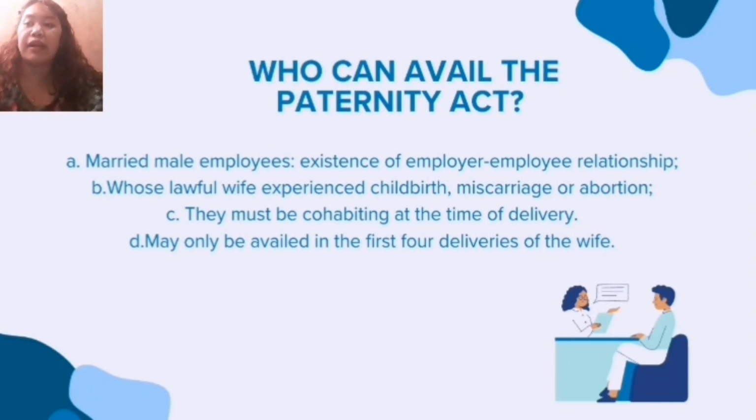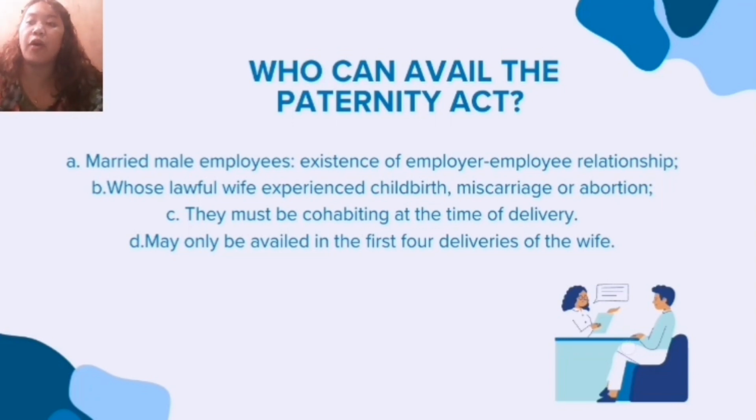First, we have the married male employees with an existing employer-employee relationship. Second, whose lawful wife experienced childbirth, miscarriage, or abortion. C, they must be cohabiting at the time of the delivery, which means that both of them live under the same roof. D, it may only be availed in the first 4 deliveries of the wife.